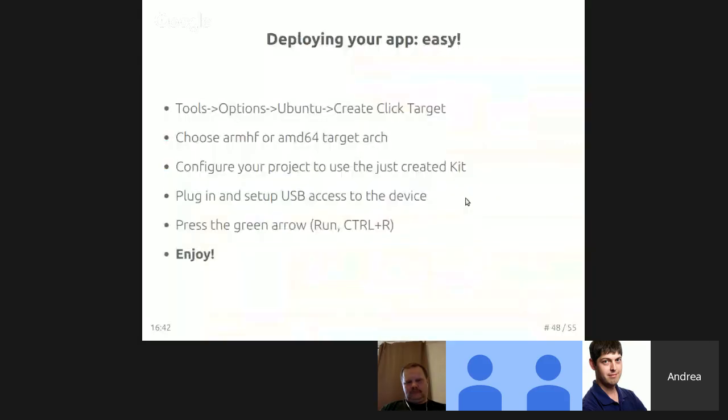Deploying your app is very easy. You just create a click target using the IDE, plug in your device via USB, and press the green arrow in Creator, and it basically builds the application. It creates a click package, which is the package format currently used by Ubuntu Touch, deploys it to the device and runs it. It's very easy, and it's going to get much easier pretty soon. Please follow the SDK roadmap session to know why.